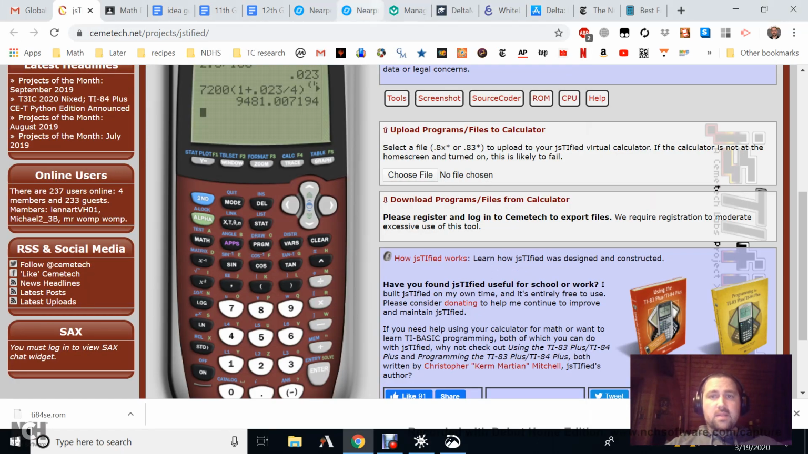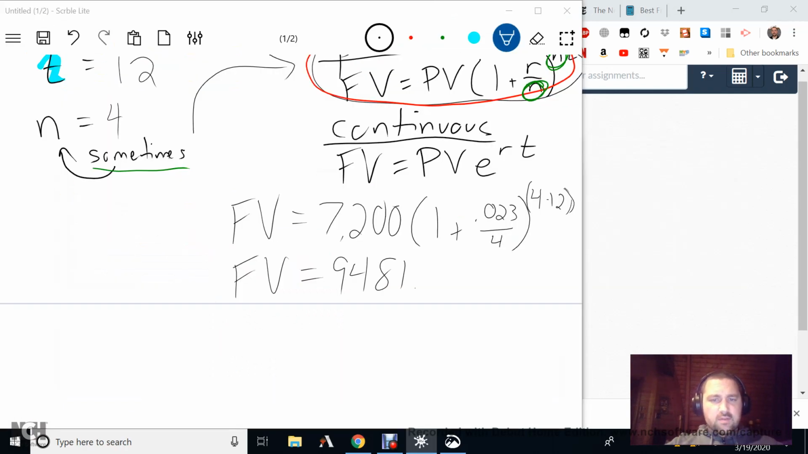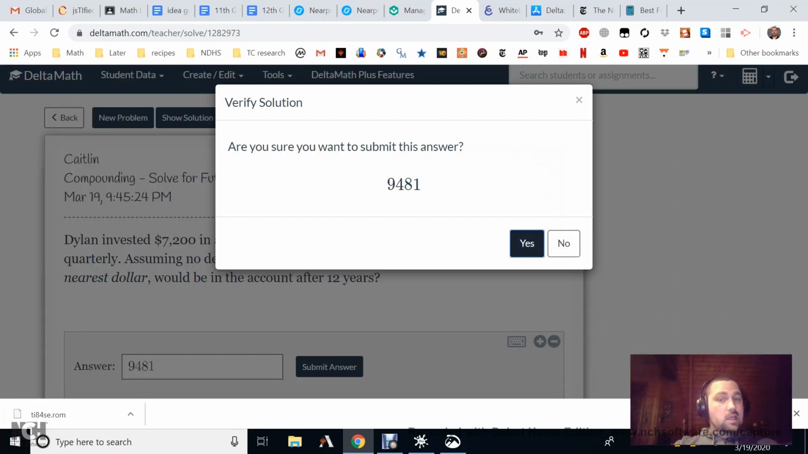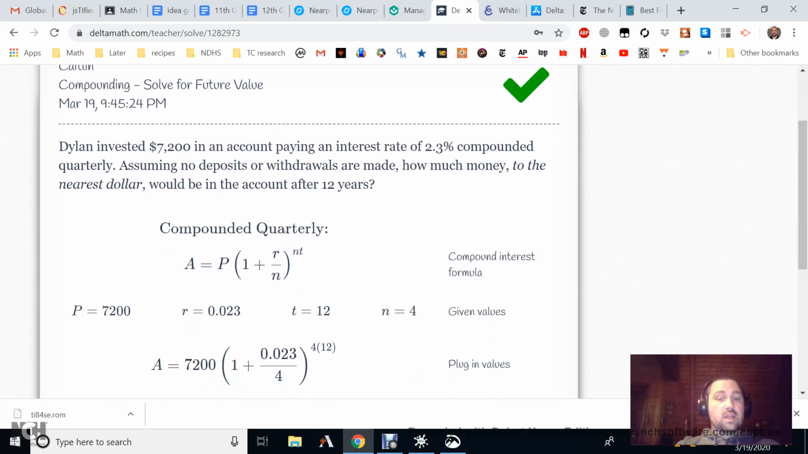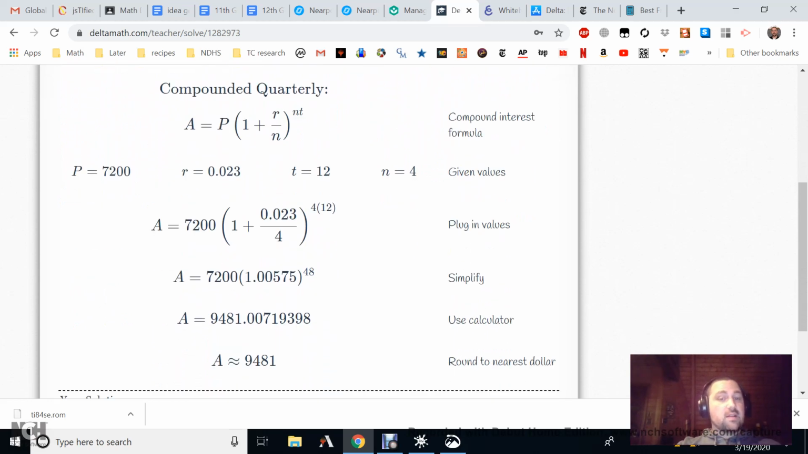So I'm going to pop into Deltamath and see. Just make 9,481. And we click Submit Answer. And we're good. The great thing about Deltamath is that in case you got it wrong, it shows you how to approach it. Notice they did things a little bit differently. They simplified the exponent right here, which we didn't really do, but you could. Besides that, it's pretty much the same thing.